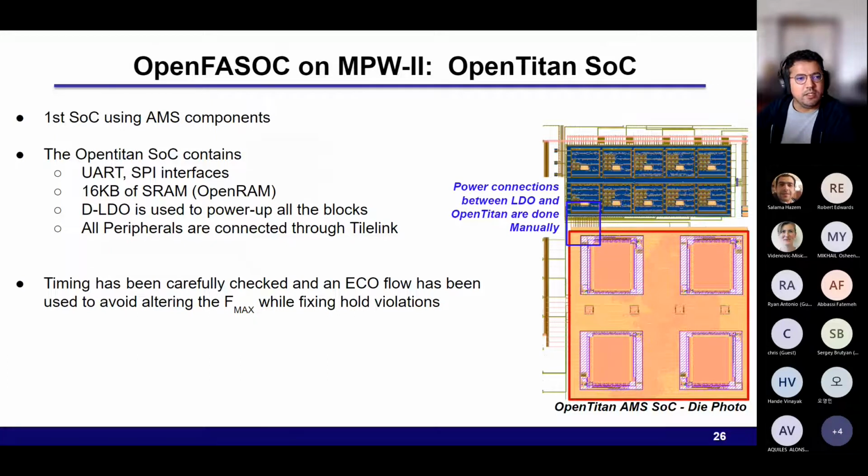The OpenTitan SoC includes a UART, SPI interfaces, and in addition 60 KB of SRAM, thanks to the OpenRAM team. We have selected one of the digital LDOs to power up the SoC and its peripherals. Although the connection between the two was manual, we are excited about this project since it would be our first open source fully automated MS SoC.